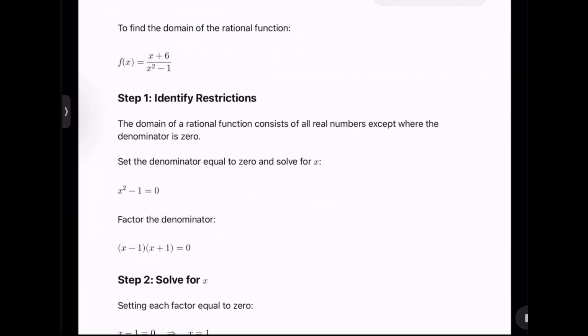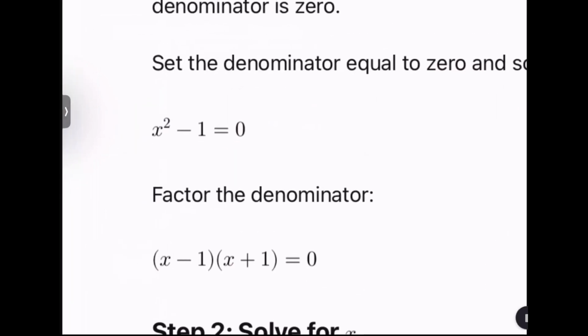So number one, when I put this problem in ChatGPT, notice what it says. It set the denominator equal to 0, right? Is that what we did in class? No. So again, I don't mind you guys using this as long as we combine it with notes. In class, we did x squared minus 1 not equaling 0. That always helps me separate who's just copying versus who's actually connecting it back to notes.